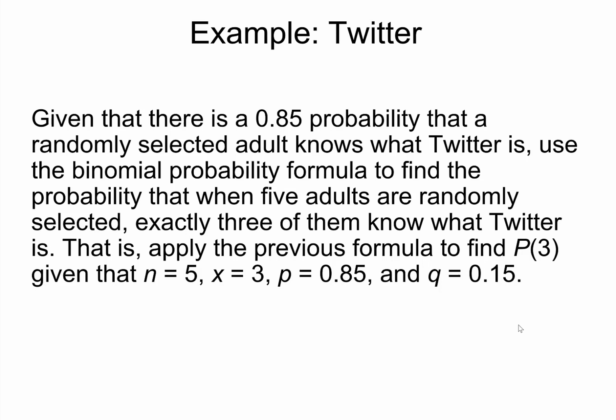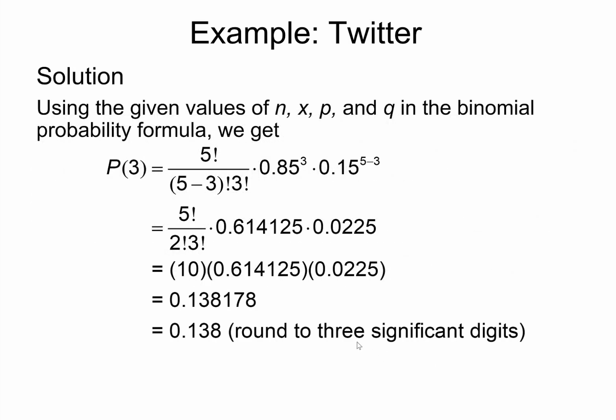So again, let's go back to the Twitter example. There's a 0.85 probability that a randomly selected adult knows what Twitter is. And we want to find the probability that among 5 adults randomly selected, exactly 3 know what Twitter is. Okay, so here's how we do it by hand. We take that formula, and again, we're not going to use the formula. We're going to use StatCrunch, but you would use your calculator to do the calculations here, and it comes out to be 0.138. So the probability of getting 3 people among 5 who know what Twitter is, given the probability of one person knowing is 0.85, is 0.138.